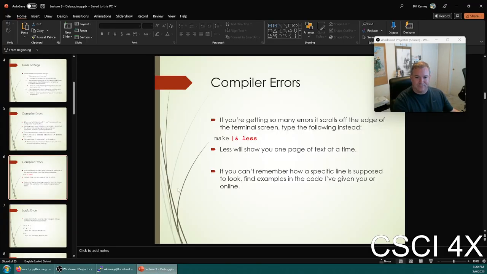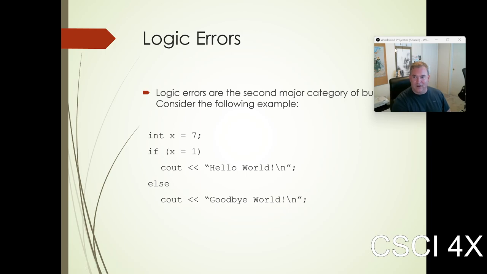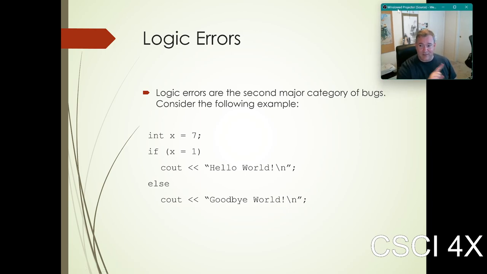All right. So logic errors. Your code compiles, so that separates them from a compilation error, right? These are called runtime errors, right? You have compiler errors, you have runtime errors, right? So what's wrong with this code? There's three different bugs in the code on the screen here.